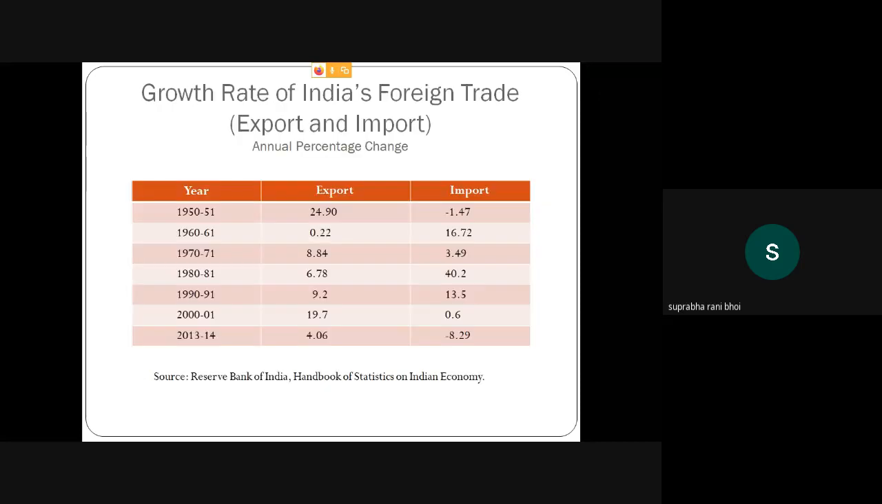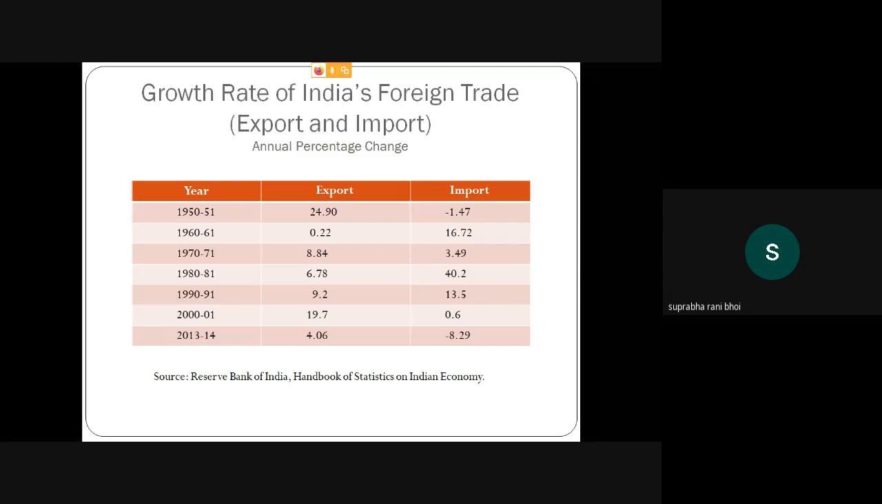So this is the growth rate of our foreign trade, export and import. I must mention that it's the growth rate: at what rate export is growing and at what rate import is growing. During the period of independence, export was growing at a rate of 24.90%, while import was growing at a very low rate. This doesn't mean that we were not importing.